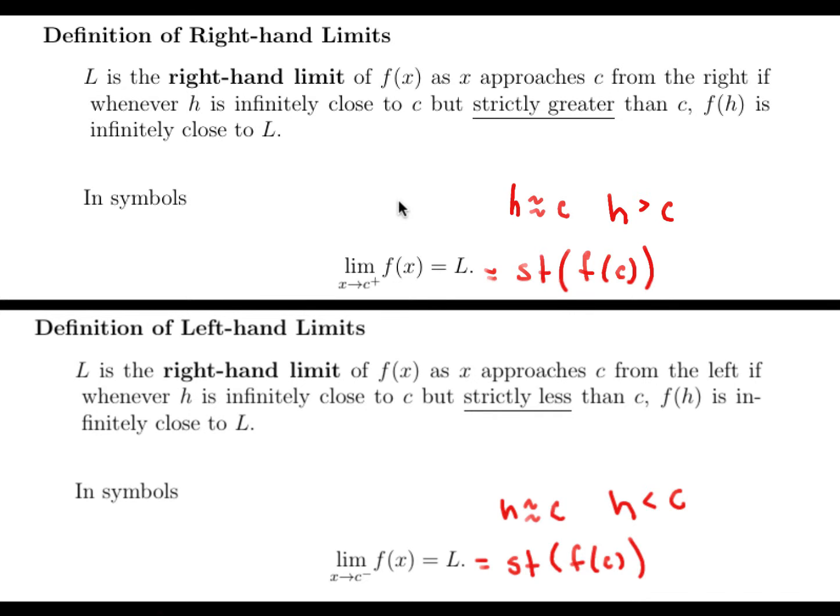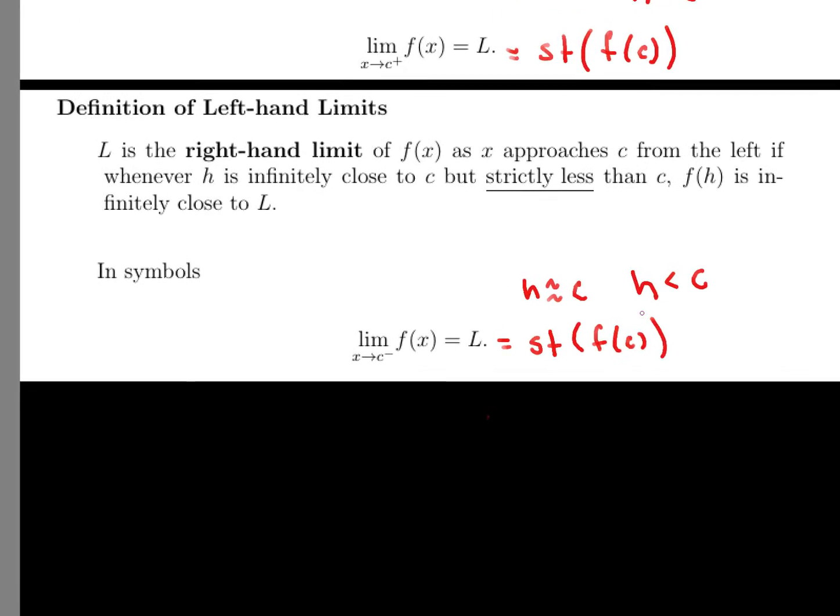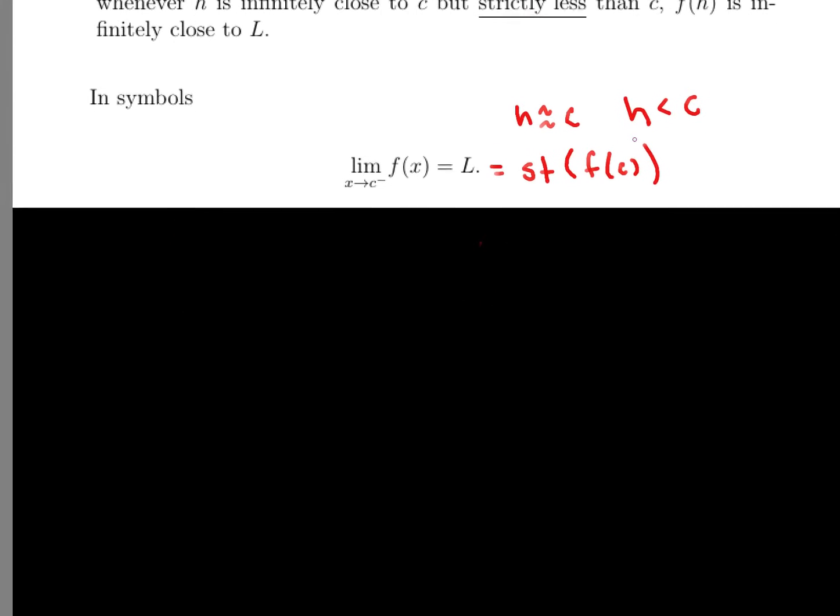In the previous video, we defined right-hand and left-hand limits. So recall that the limit as x approaches c from the right is equal to L, provided that if h is infinitely close to c but bigger than c, then the standard part is what the limit is. And for the left-hand limit, we again have to be infinitely close to c, just like a limit, but now we're strictly less than c, and again, the limit is the standard part of the function. So left-hand limits and right-hand limits are just restricting our domain.